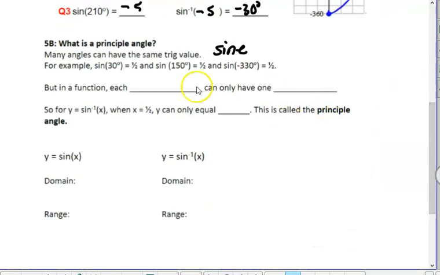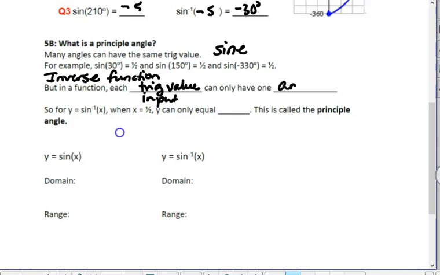But every angle has only one trig value, so it's still a function. But what if we're talking about an inverse function? So in the inverse function, we know that each input can only have one output. This would be the input. And so that means each trig value can only have one angle, which is the output.